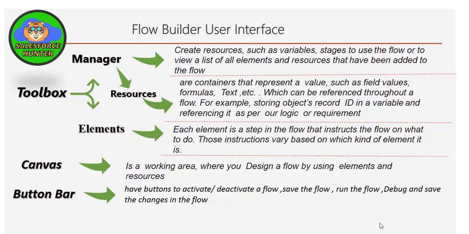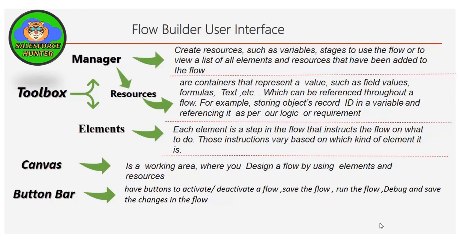Basically, an element is a set of instructions which tells the flow what to do, and there are different kinds of elements, and each element has a different kind of instruction. That is what an element does. Basically, they are telling the flow that at this step do this, and when this is done we jump to another element, then another element will guide something else. So they will be giving the instructions to the flow.